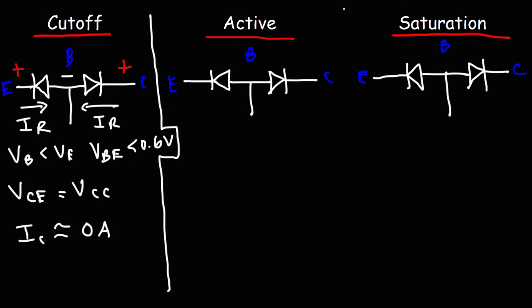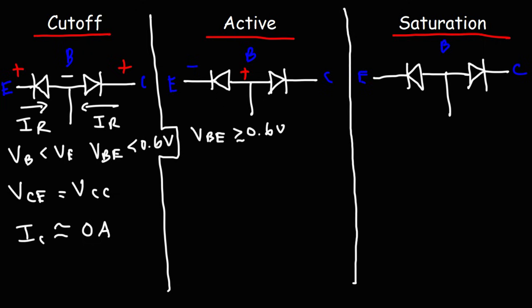Next, we have the active region. Now, in the active region, the potential at the base is going to be greater than the potential at the emitter. And it has to be, VBE has to be more than 0.6 volts, or it should be equal to or greater than 0.6 volts to be more specific. When that happens, the transistor is going to be in its active state, and now the base emitter junction is in forward bias mode.